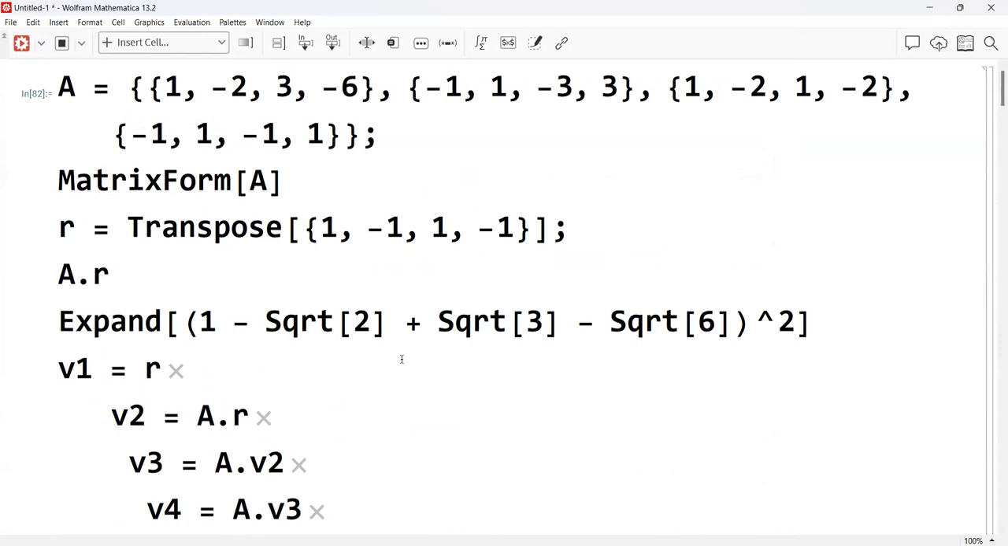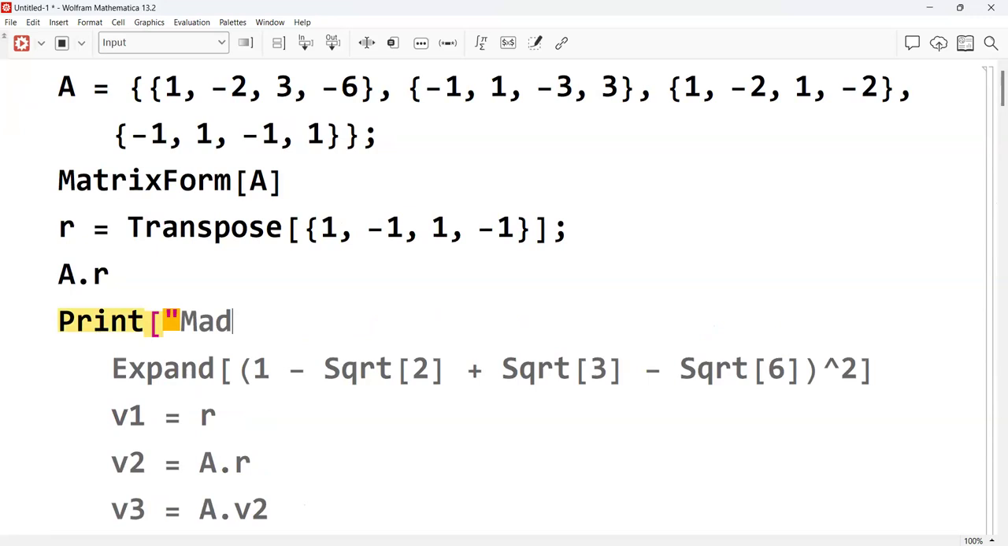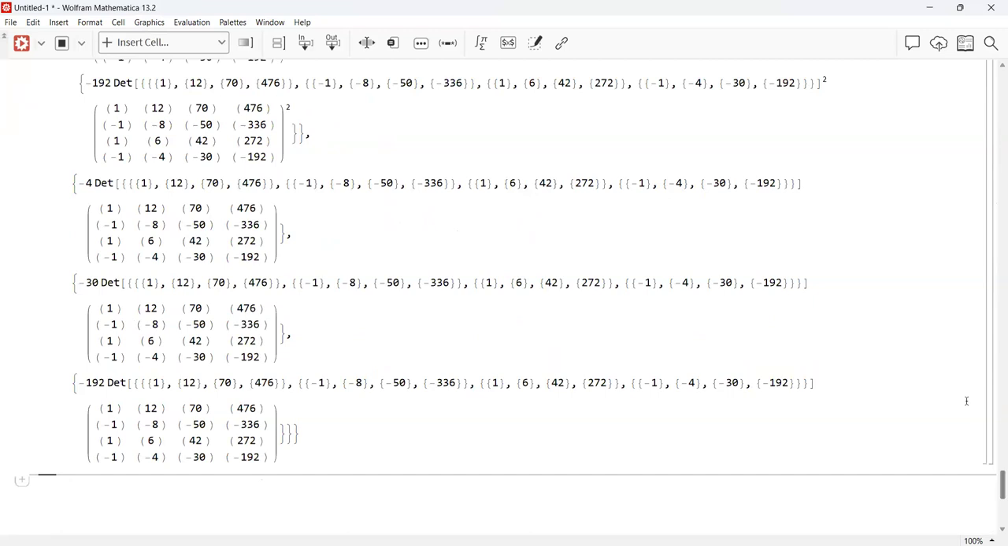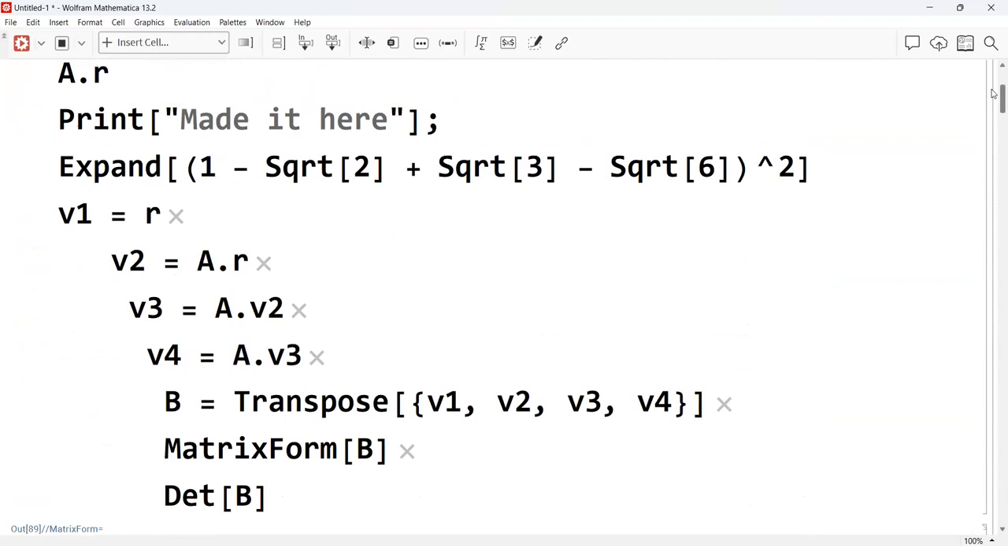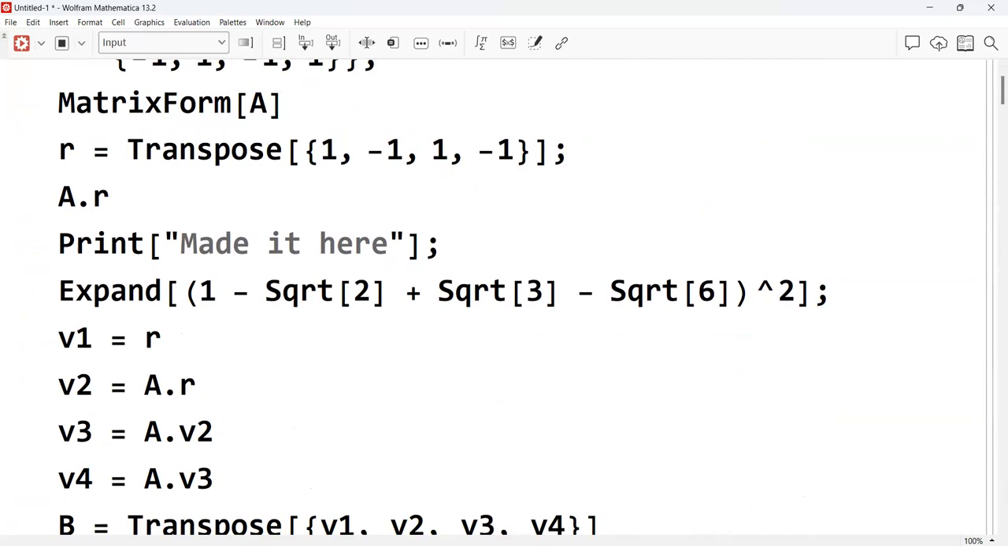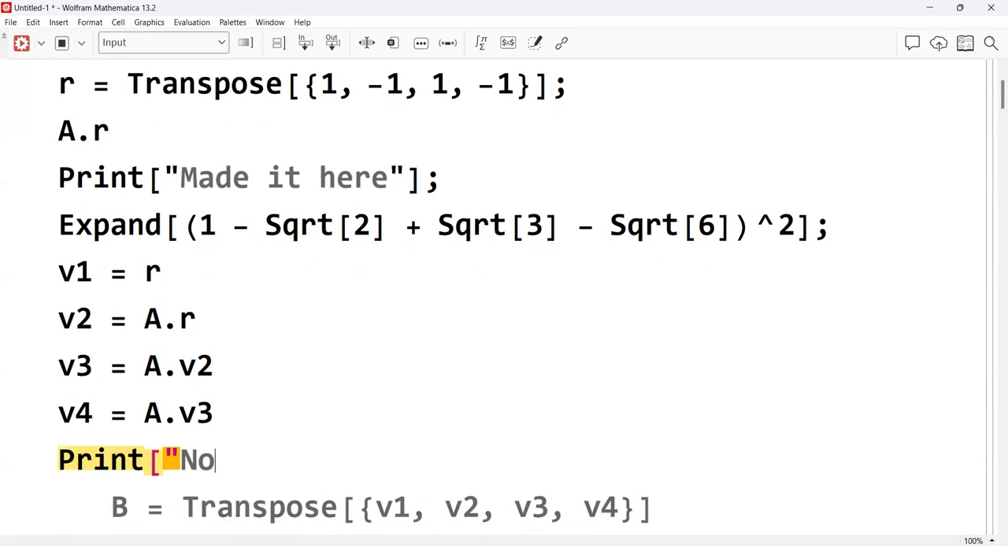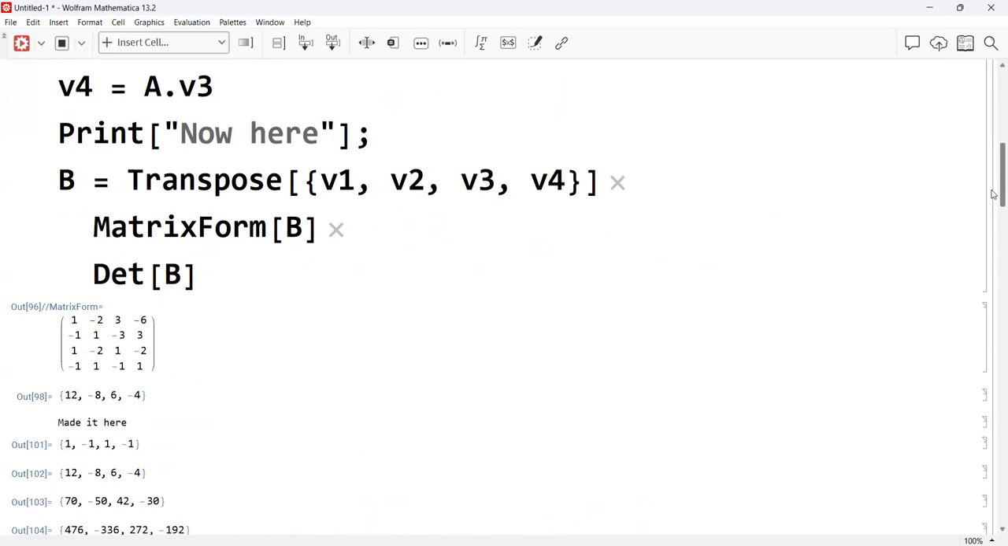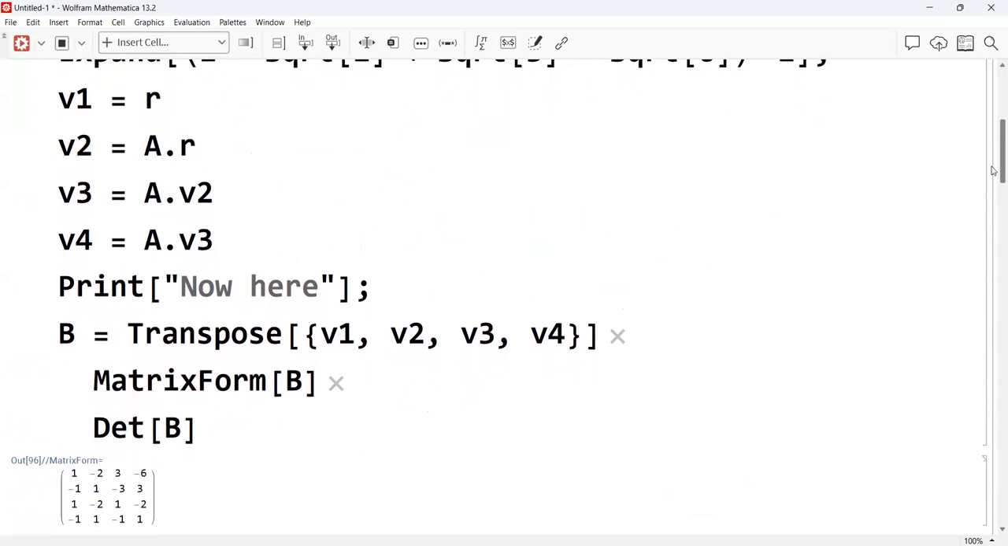What I'm going to do is write print, made it here. So okay, it is calculating. It was calculating A dot R correctly, so there's some small typo, unfortunately. Print just lets me know how far I've made it before I get an error. And it's calculating all of this correctly over here. So the problem is when I'm creating the matrix B, I just haven't created it correctly at this point.